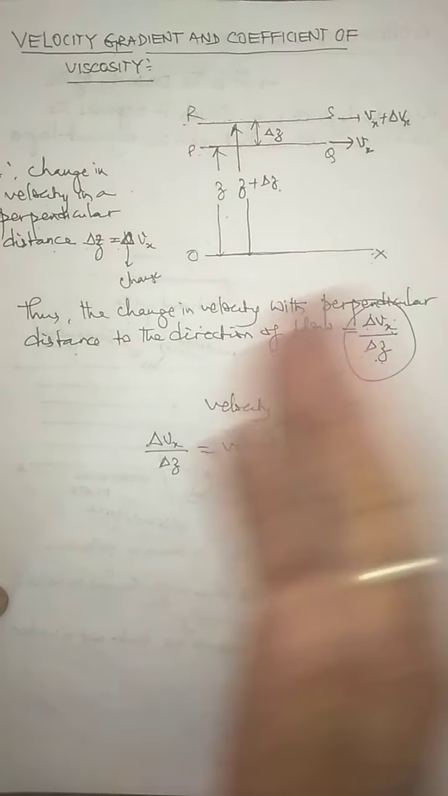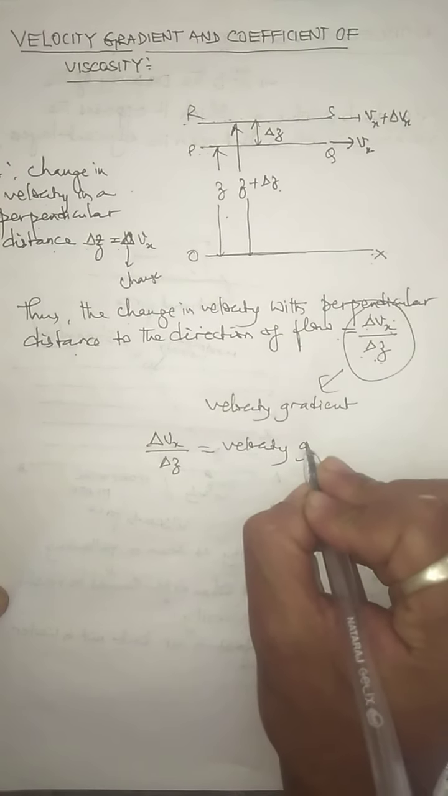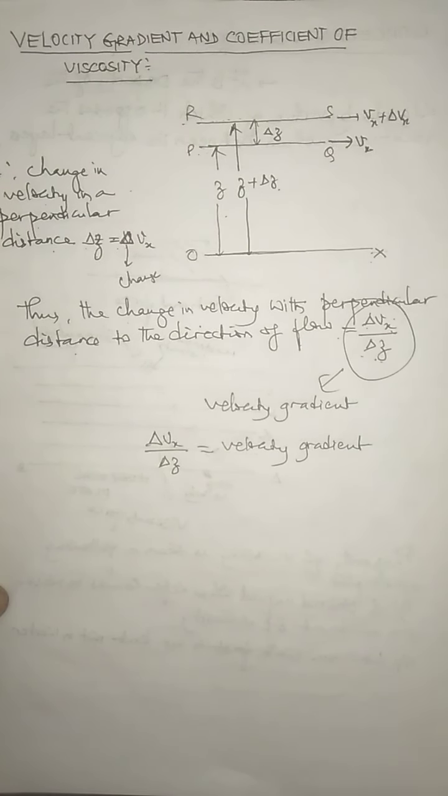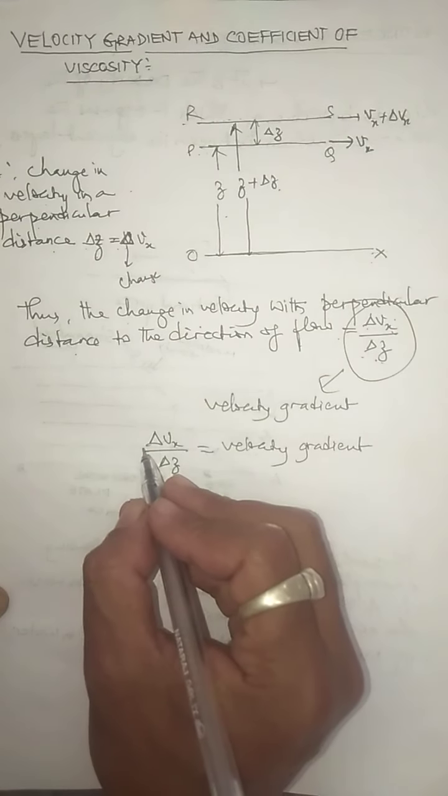So when there is a streamlined flow of the liquid, we can always measure the change in velocity per unit perpendicular distance, and that is actually called velocity gradient. What do we call it? Velocity gradient. Now this velocity gradient can also be measured by a unit, and you can easily guess what the unit is.